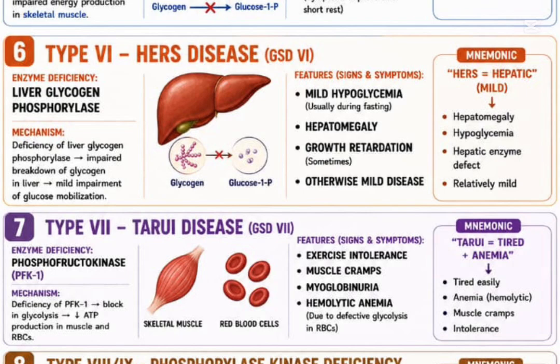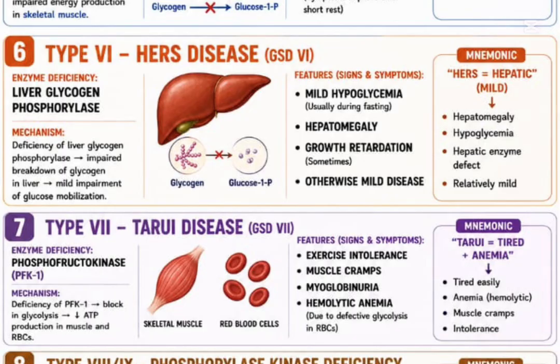The same thing, there will be accumulation of glycogen, preventing glycogen to be broken down to what? Glucose-1-phosphate. The first one affects the muscle cells. The second one causes what? Hepatomegaly, mental retardation. You get it now. Mild hypoglycemia. You get it now.